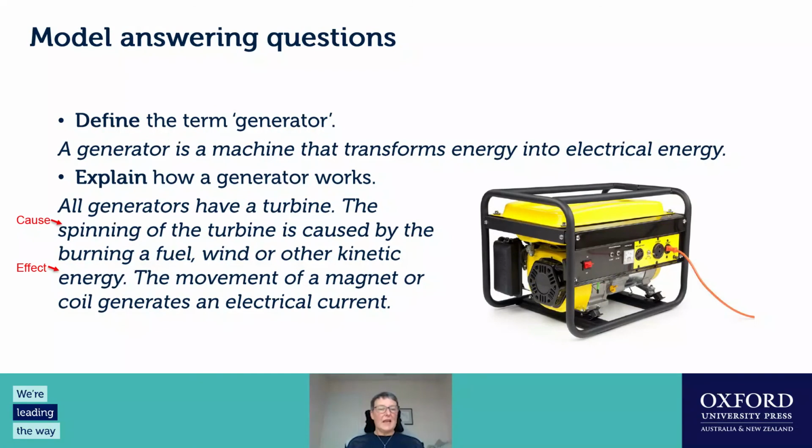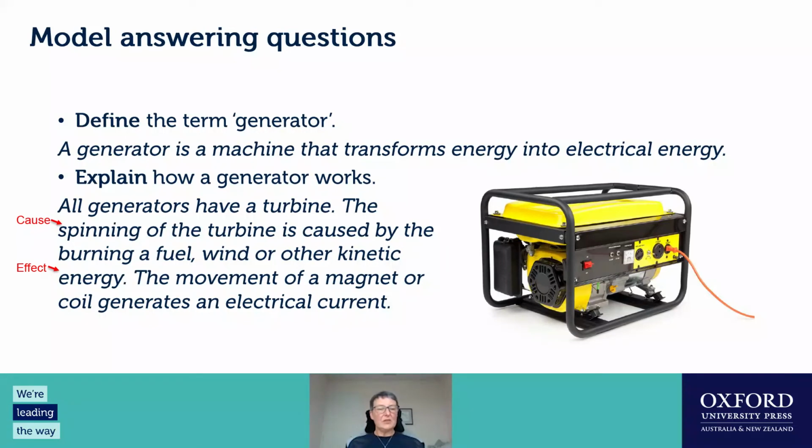So this is an example of it. Defining a generator means: what actually is a generator? And that is tying it in with a machine, so a machine that transforms energy into electrical energy. It was just one of the random examples I brought forward. Explain how a generator works. So if you've got to explain, you've got to think about what you're actually looking for, same as with describe.